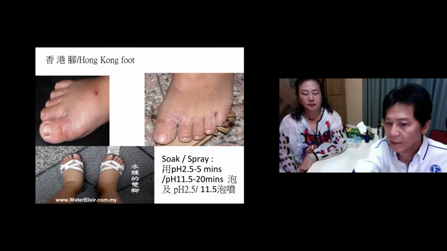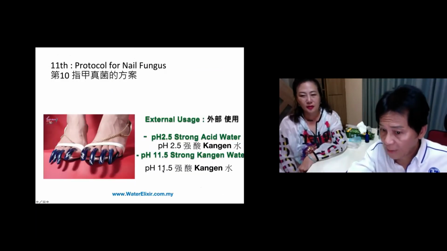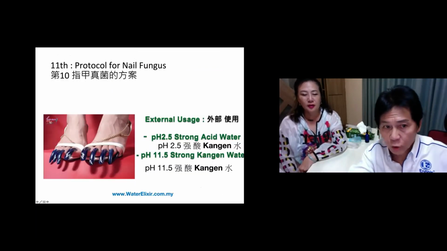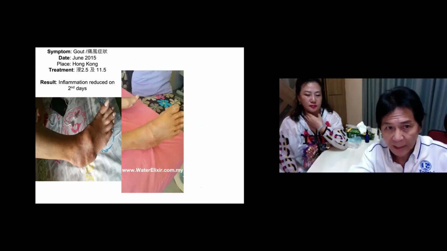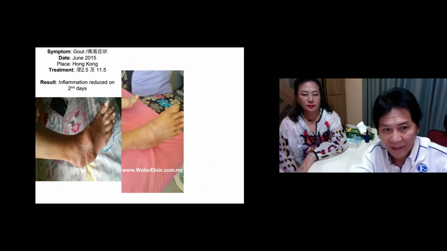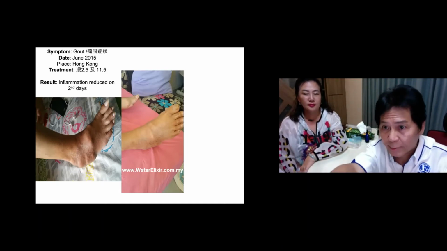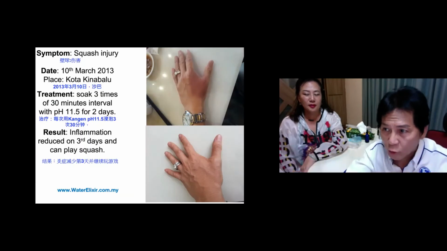Together is the same thing. This is a full gap. 2.5, 11.5. I show you how to do it. And also gout, same thing. Using 2.5, 11.5 for gout. Okay, same thing. Before and after, right? It can be very powerful. Only 2 days only, right? And also sports injury, the same thing. Like sports injury, you do the same thing. What I do? You know how I do it?